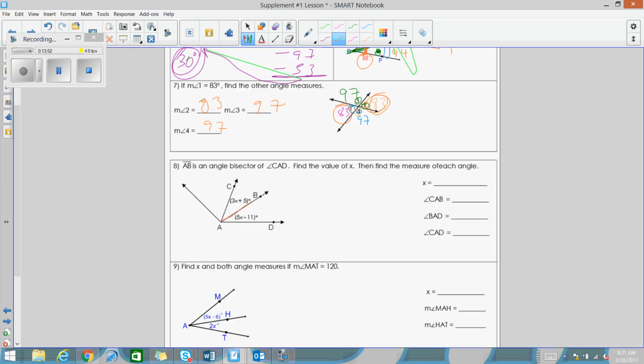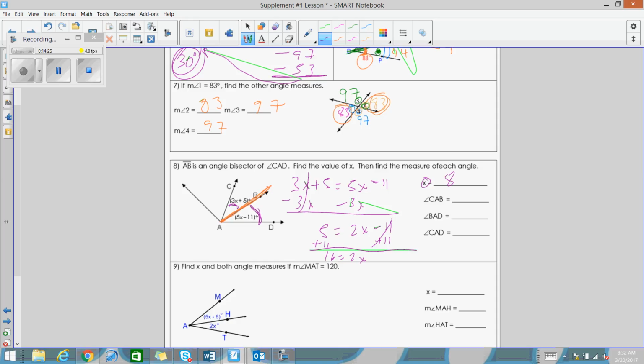So this is your knife, which means that this angle and this angle are congruent. So we're going to start off 3x plus 5 equals 5x minus 11. So the first thing we've got to do is solve for x. So I'm going to subtract 3x. Always move your smaller variable. So I get 5 equals 2x minus 11. I'm going to add 11. So I get 16 equals 2x, and divide by 2, and x equals 8.